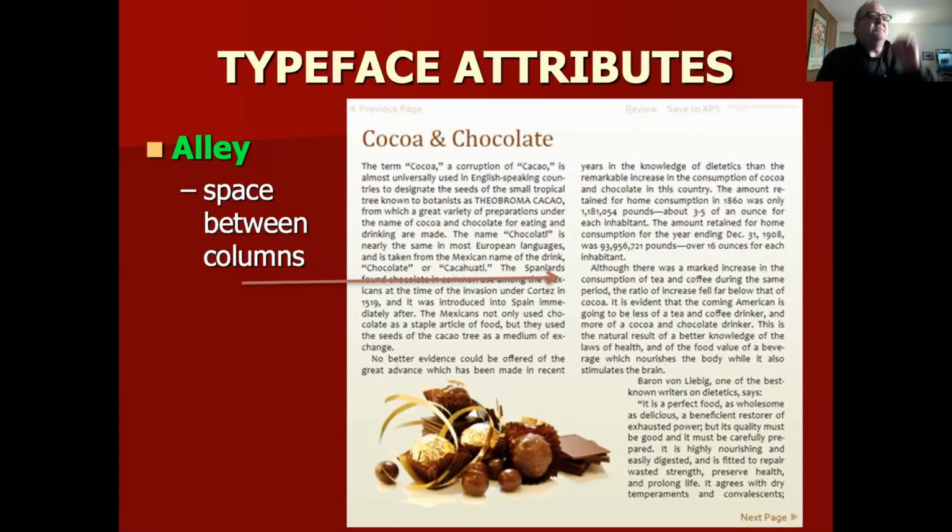So we have columns, and then you put space between the columns, and that space is usually measured in something called picas, but you won't need to remember that. But that is the measure. But the space between the columns is known as the alley. So that's just something you need to know.